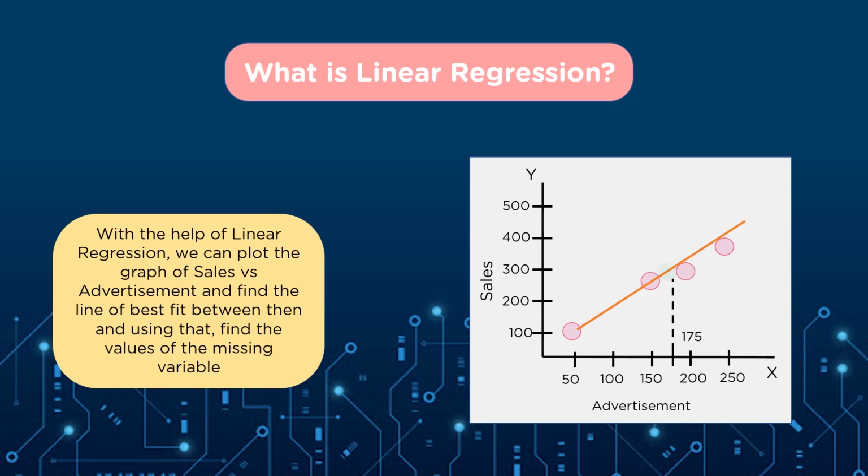With the help of linear regression, we can plot the graph of sales versus advertisement and find the line of best fit between them, and using that, find the values of the missing variable. And again, you can see right here, we know it's between 150 and 200. We know our data has a nice linear increase, and usually with something this simple, you eyeball it.